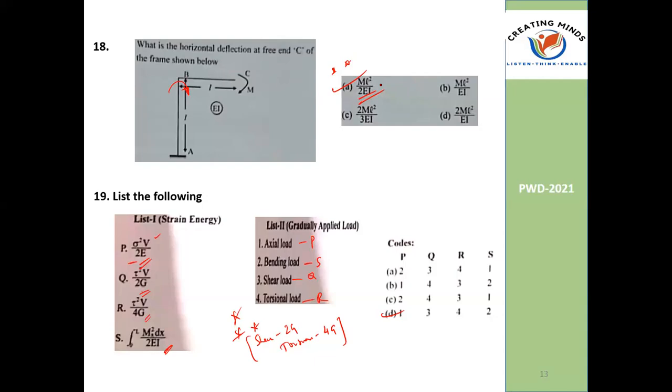Clear? Okay. A beam carries UDL throughout its length. In which of the following configurations will strain energy be maximum? Where is strain energy maximum? Simply supported, B. Or cantilever, sir. There are two answers I got. Cantilever.